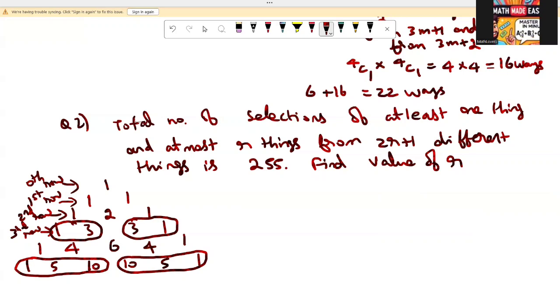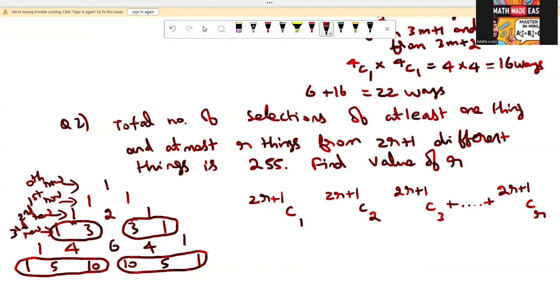So let's see what happens here. According to the question, they have to select at least one thing from 2r plus 1 things. So from 2r plus 1, they are selecting, say, one thing. This is a success case. Say they are selecting two things. Everything is a success until they reach selecting r things, 2r plus 1 C r. According to them, this value is 255. We can notice one particular thing missed here at the start. There could be a way of selecting zero things also, that is 2r plus 1 C0. If you want, we can add and subtract it.